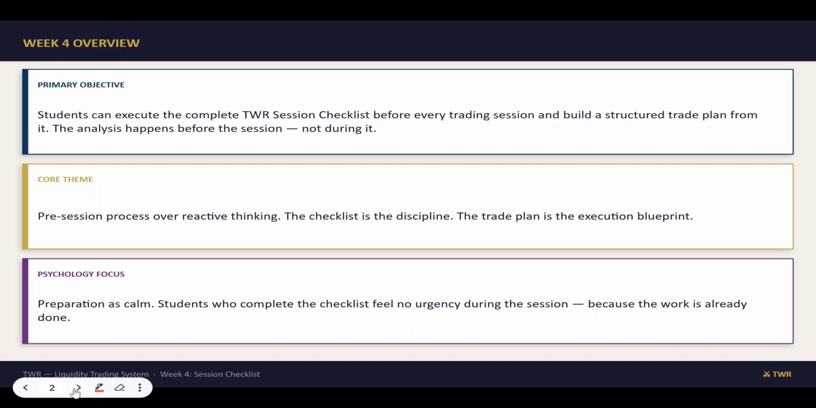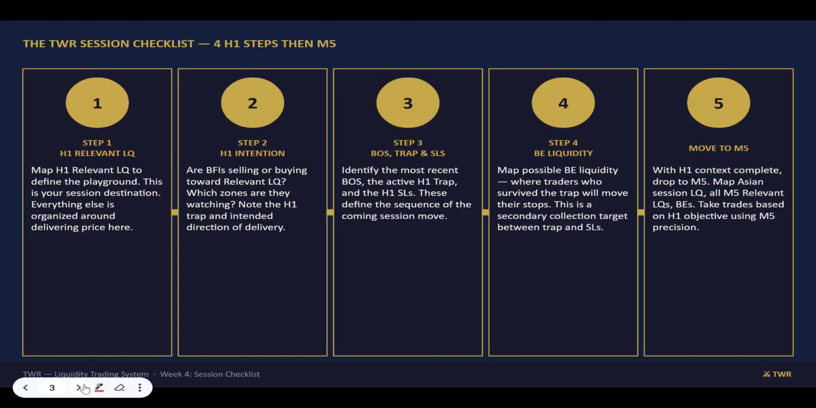Now I'll walk you through my process and what we do in the TWR liquidity trading system. It's a step-by-step process where we begin with H1 relevant liquidity, mapping out the H1 relevant liquidity to define the playground. Basically, this is your session destination. Everything else is organized around delivering price here. If you understand the liquidity system, price is either trading towards liquidity or trading away from liquidity. So, map your playgrounds, map your relevant liquidity.